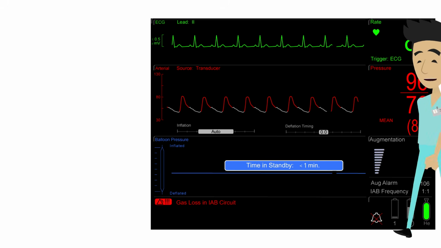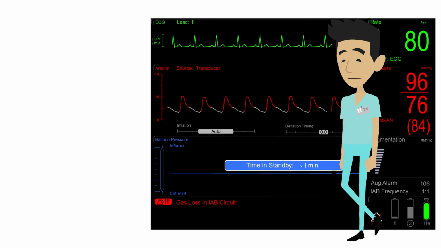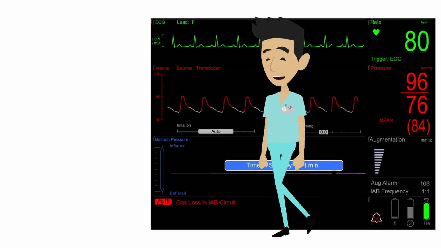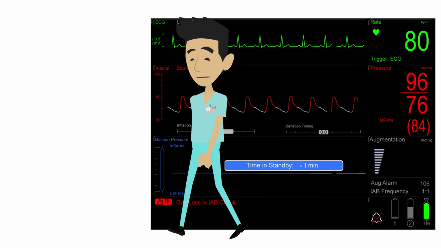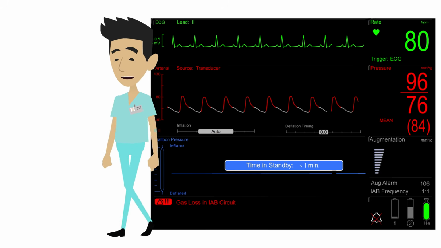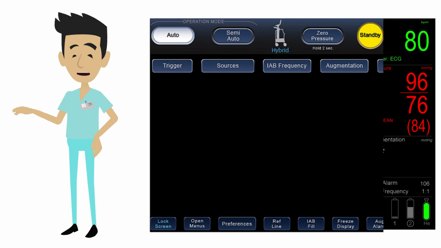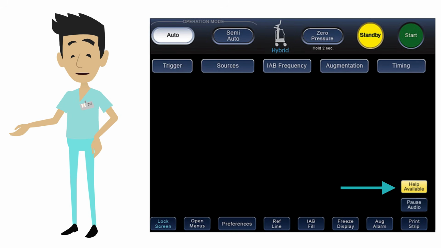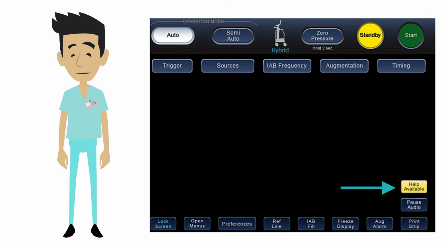Because autofills compensate for normal diffusion, a gas loss in IAB circuit alarm indicates that gas loss is greater than expected. This is a high-priority alarm and requires your immediate attention. Whenever you have an alarm, always use the help screen to guide your troubleshooting. Let's walk through how to assess and respond to this alarm.